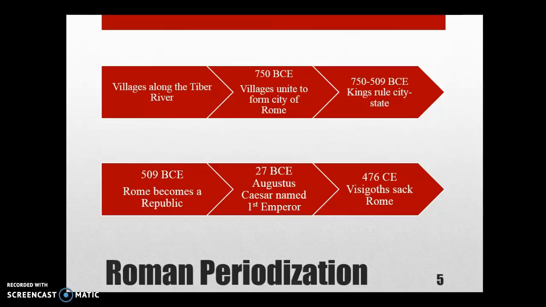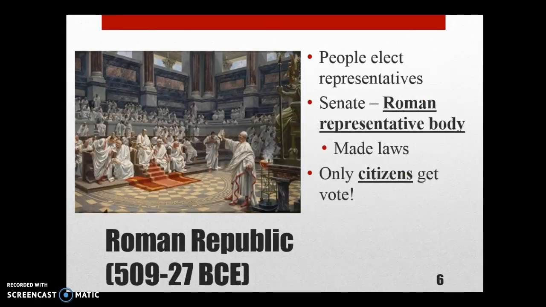In 27 BCE, a man named Augustus Caesar will be named emperor and arguably end the political system of a republic. We'll discuss this in a later slide. Around 476, Rome definitively fell to the Goths when their city was taken over. Arguably, they had been falling for about 200 years. So let's focus in today on the Republic and Empire period.